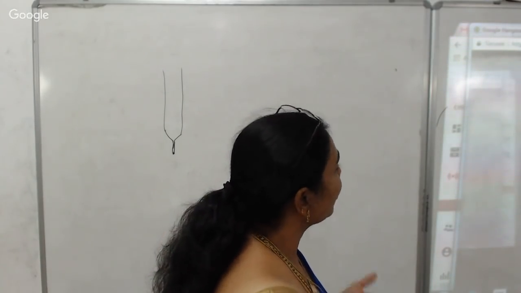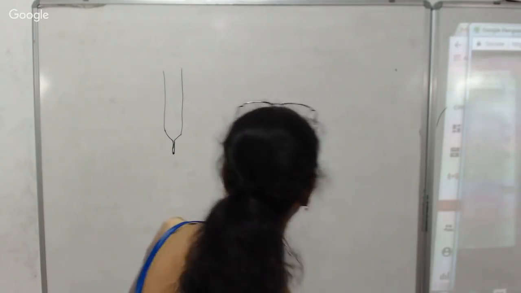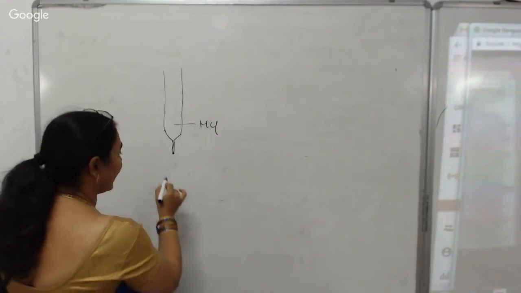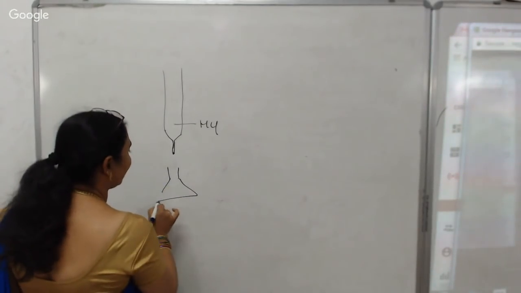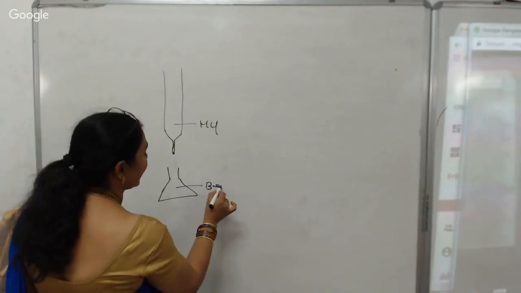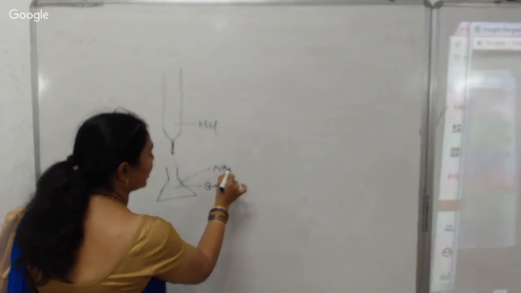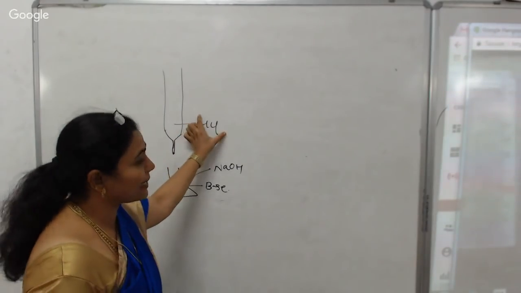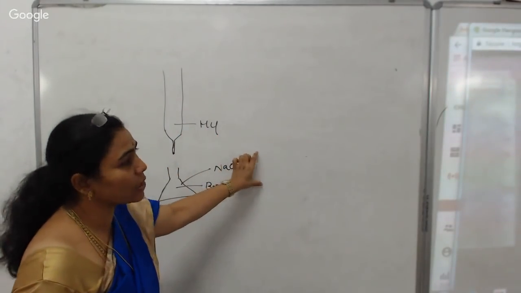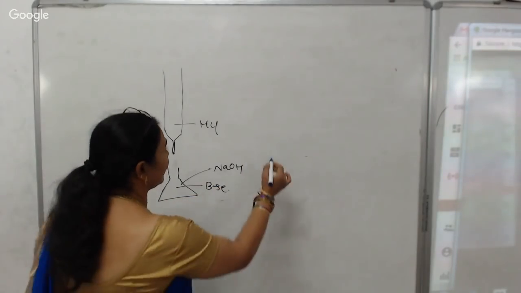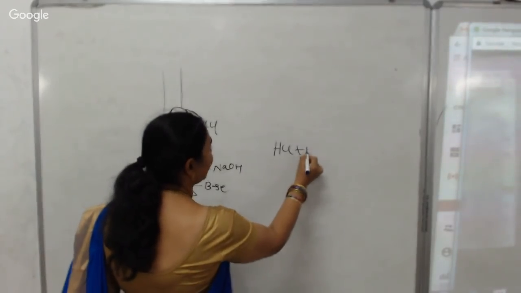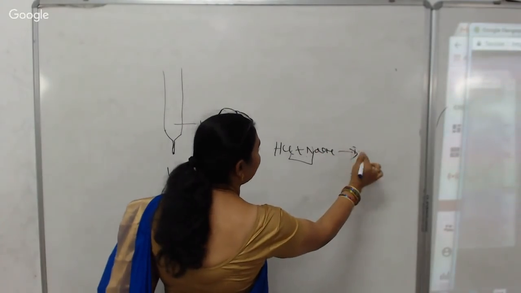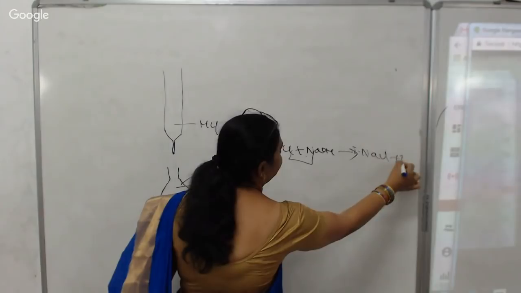Okay. So in one burette, I have taken acid. For example, HCl I have taken. Okay. And in one conical flask, I have taken base solution. Base, maybe it is NaOH, sodium hydroxide solution. Okay. Now, when this acid is reacting with base, you will get salt and water. So how will you get salt and water? HCl is reacting with NaOH and you will get NaCl and water.